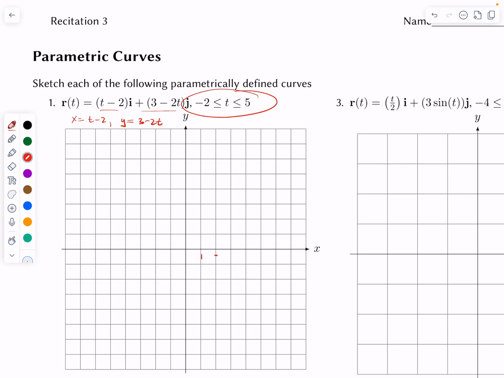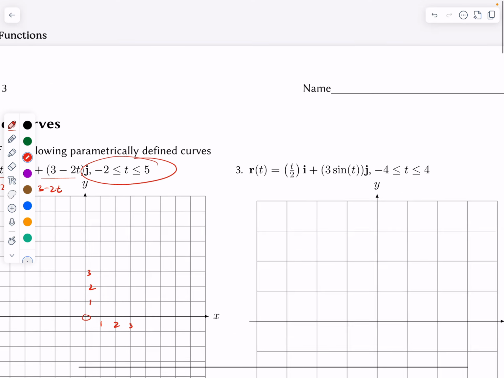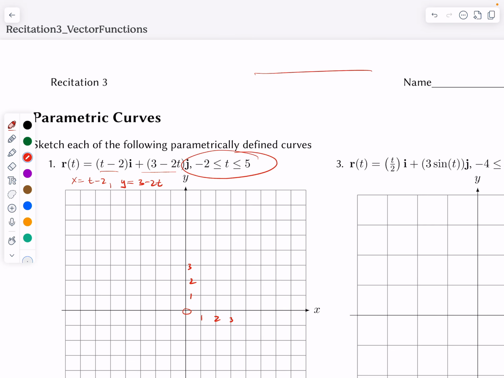I didn't label this, but hopefully you can figure out where those labels are. I also didn't give myself much room, but I can do it up here. So I have values for t, and I have values for x, which is t minus 2, and y, which is 3 minus 2t. And my values of t are going to start at -2. I don't know that I need to plug in all of these, especially since this is just going to be a line. But let's go ahead and plug in a few of these.